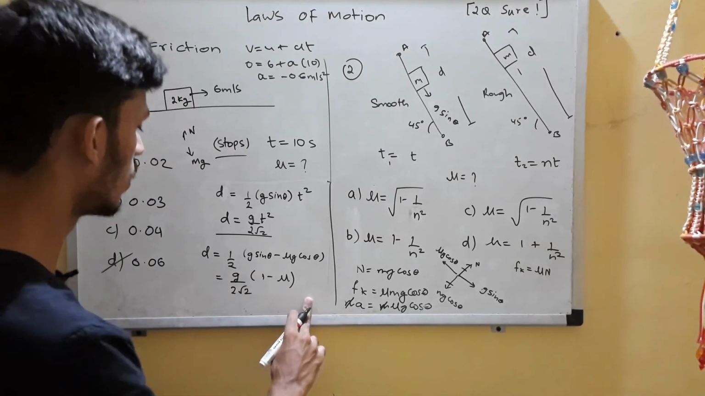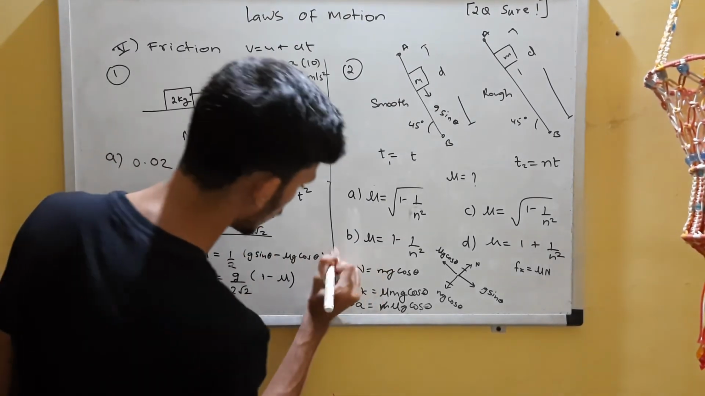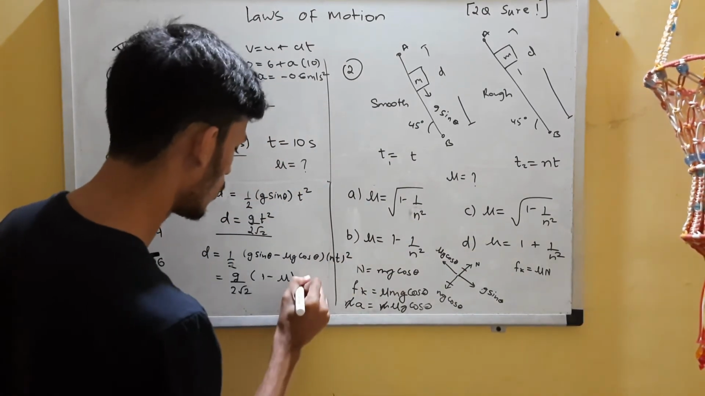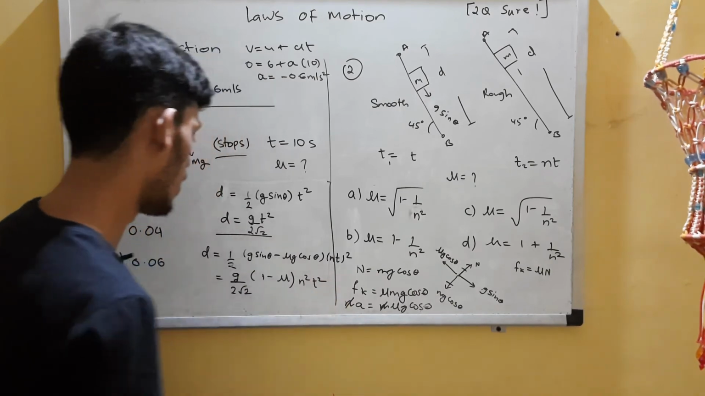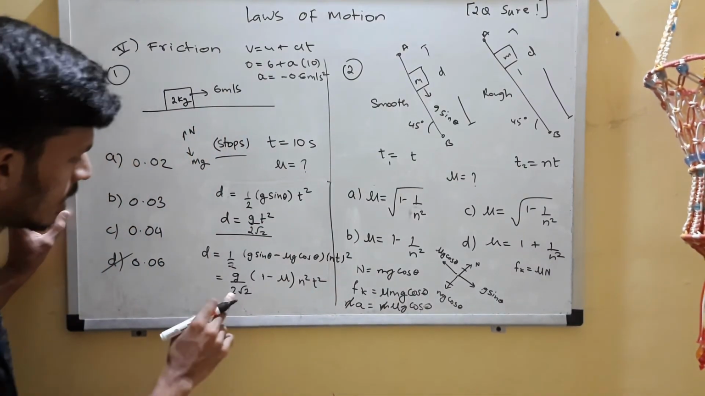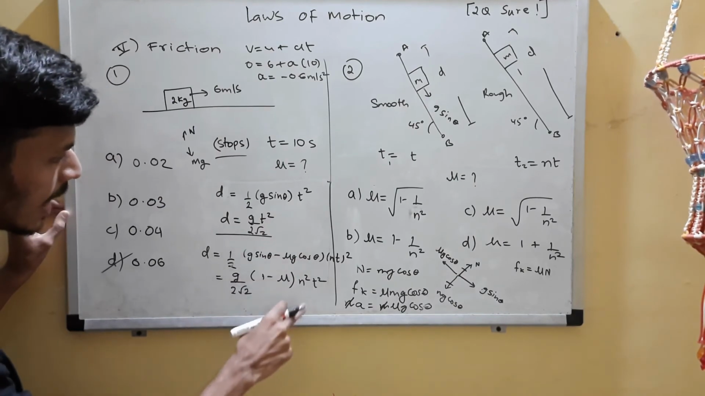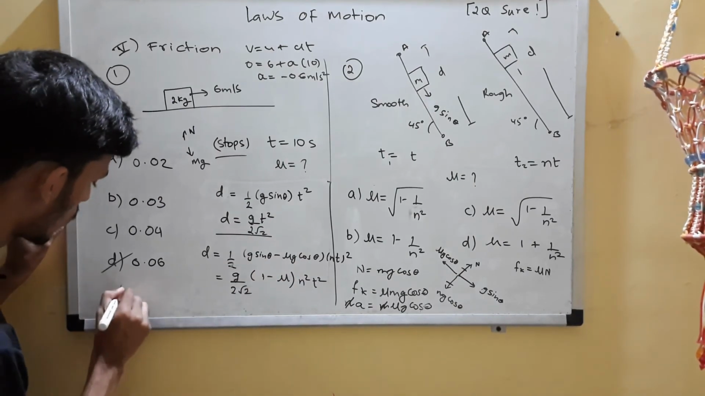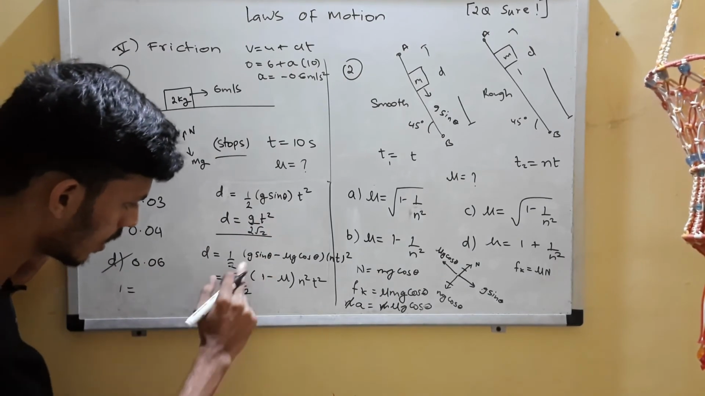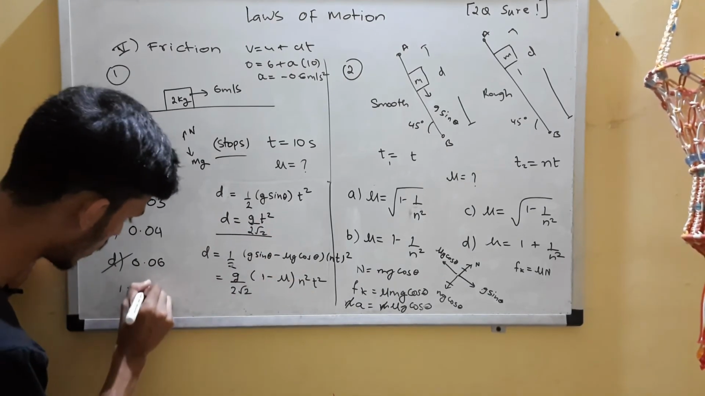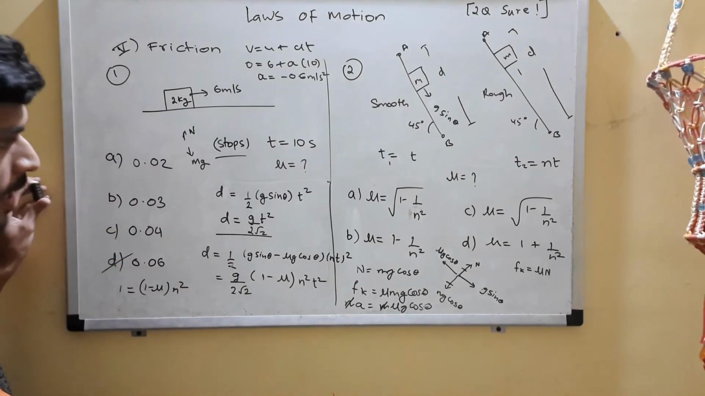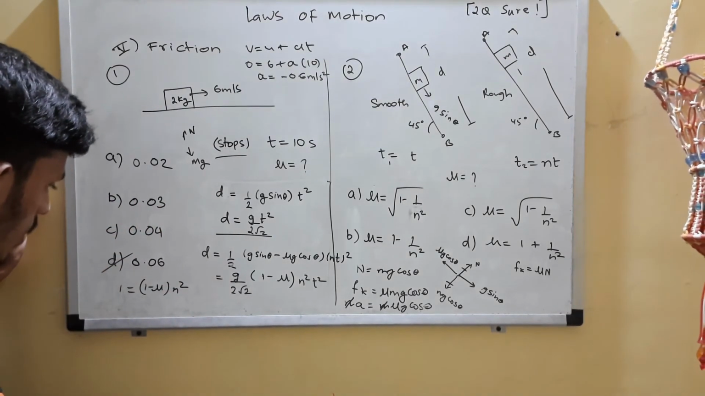And the time taken for this journey is n times t, so half a, n square t square. Now, the displacements are equal, so you just have to equate them. The g by 2 root 2 will get cancelled, t square will get cancelled. So here you'll have 1 equals 1 minus mu into n square. Right, now the answer will be very evident from here.